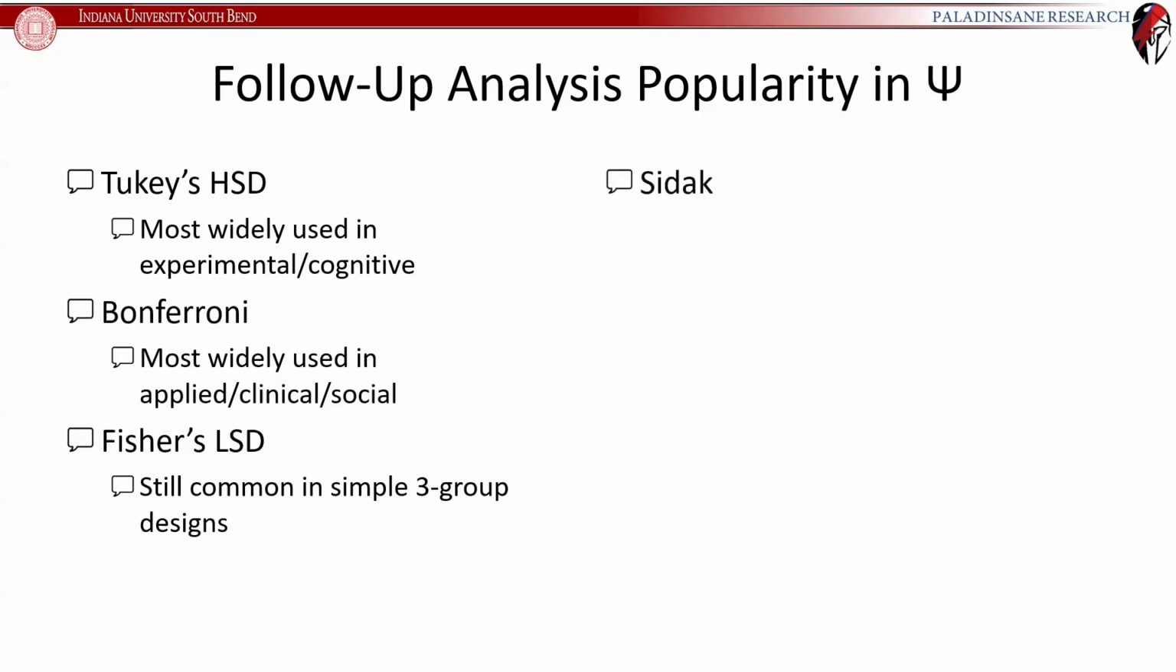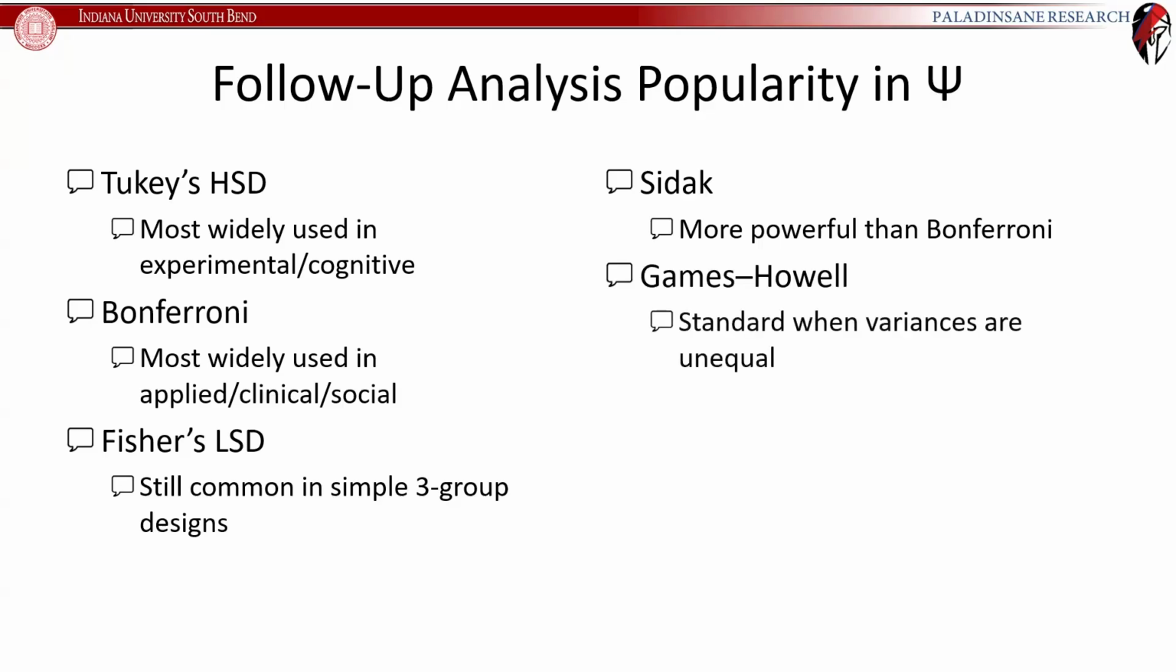There's also the SIDAK. This one is actually more powerful than Bonferroni. It's a later developed follow-up analysis. We have the Games-Howell. This is the standard kind of go-to follow-up analysis when your variances are unequal. So all of these analyses have different assumptions that your data needs to meet in order for them to be used correctly. Games-Howell is very good when your variances are unequal.